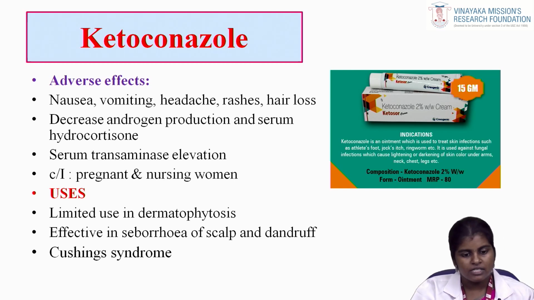Mild side effects include nausea, headache, rashes, and sometimes hair loss. Because of these many adverse effects, it has limited use in dermatophytosis. So you can use it as a shampoo or lotion, especially in seborrhea of the scalp. In that condition, ketoconazole is effective. The next use is Cushing syndrome. It is effective in Cushing syndrome because it decreases corticosteroid production.